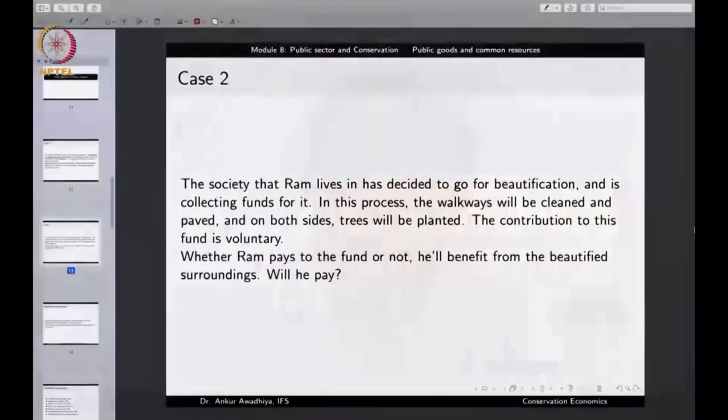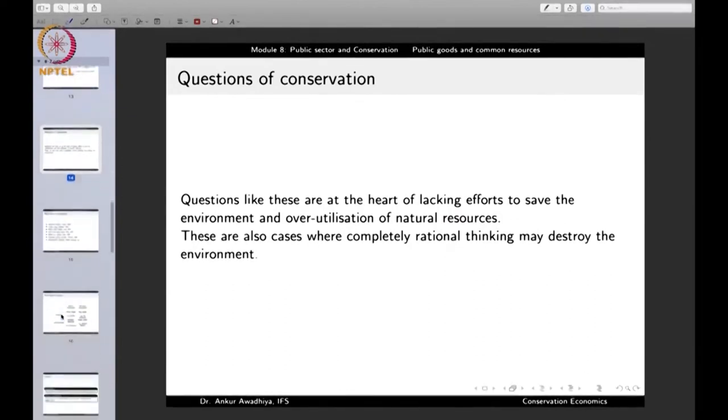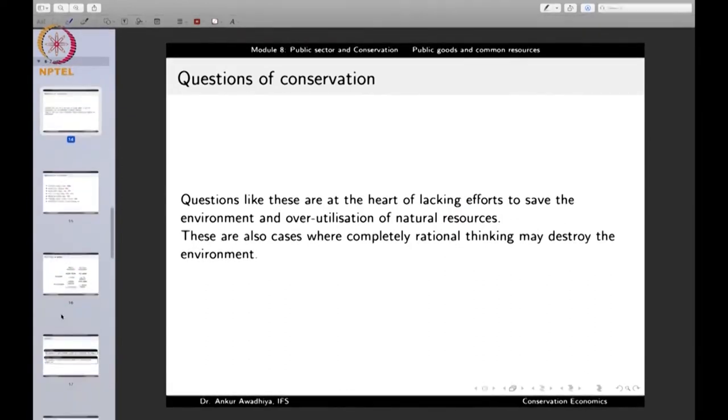But it is being done through a rational decision-making process. And things such as these are known as public goods. And these sorts of things, the public goods and the common resources, are at the heart of lacking efforts to save the environment and overutilization of natural resources. Because when we talk about Ram living in this society, it's very similar to saving the environment. So the thing is, if we conserve the tigers, if we conserve our forest, we are all going to reap the benefits. So everybody is going to have the benefits of biodiversity. But when it comes to payment, nobody wants to pay for these.